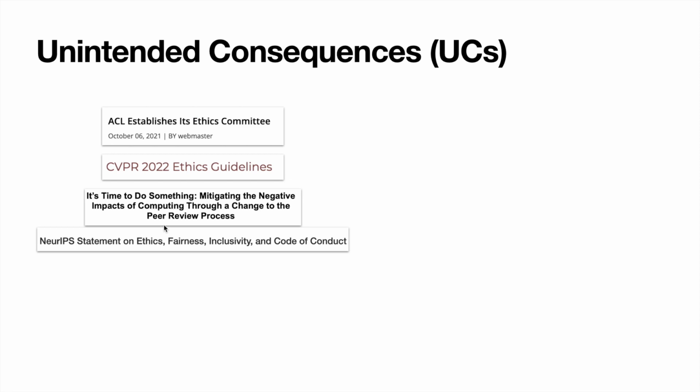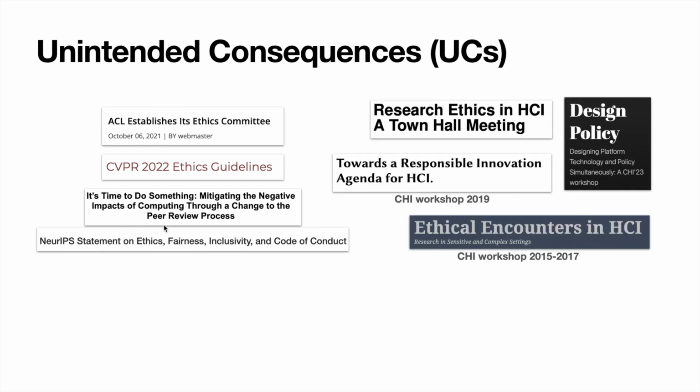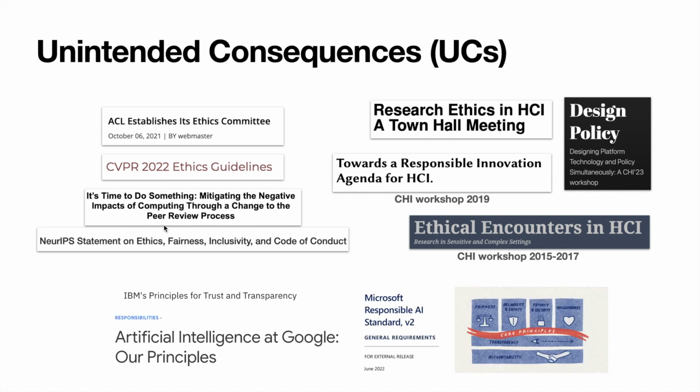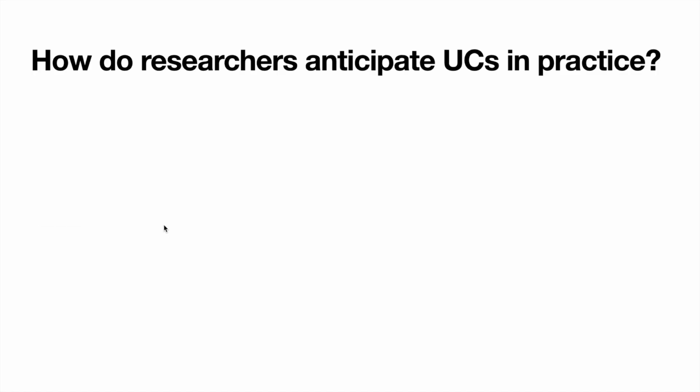UCs have never been a really new term, but not until recently do various CS disciplines start to address unintended consequences of technology as a community. For example, conferences require ethics statements and introduce ethics committees. The SIGCHI community has been organizing workshops to address unintended consequences as well. And companies have introduced guidelines, even though primarily in the AI space. Given all these establishments in the research community and the increasing amount of news headlines, what we are curious is how do researchers actually anticipate UCs in practice, if at all?